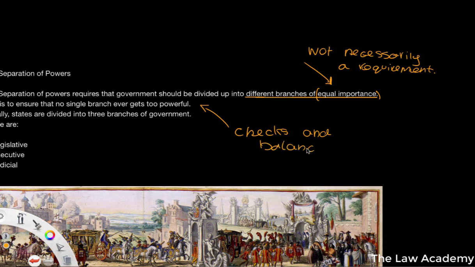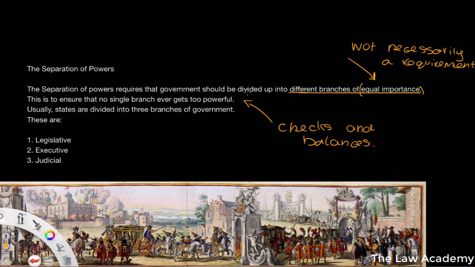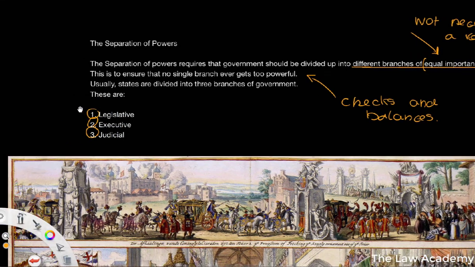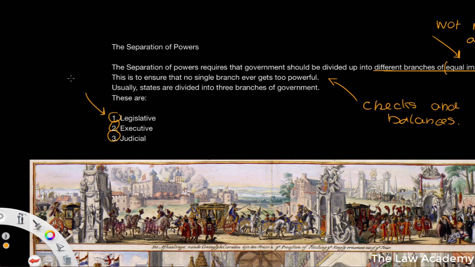And generally, when we're talking about the separation of powers, we're talking about dividing into three branches of government. And these are legislative, executive, and judicial branches. So we've got the legislative branch, which is generally responsible for making laws. We have an executive branch, which is generally responsible for enforcement of laws. And then we have a judicial branch, which is responsible for interpreting laws. This is a very surface level understanding, but as we can generally see here.